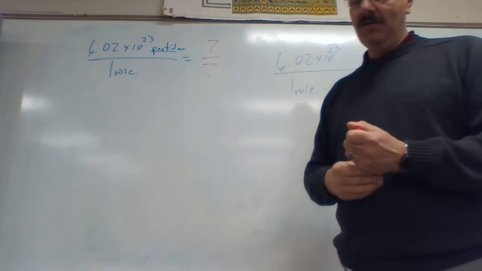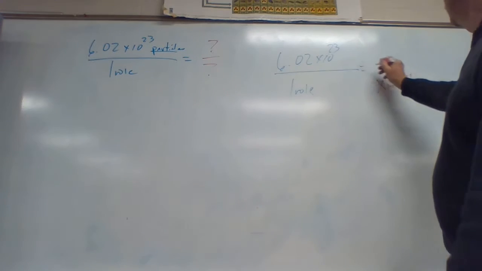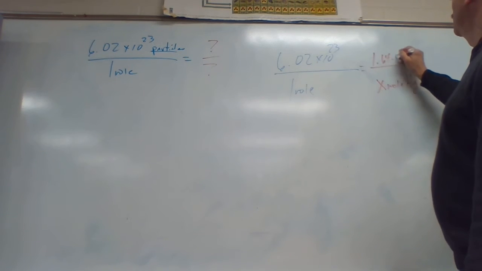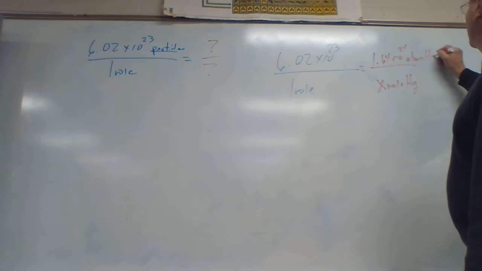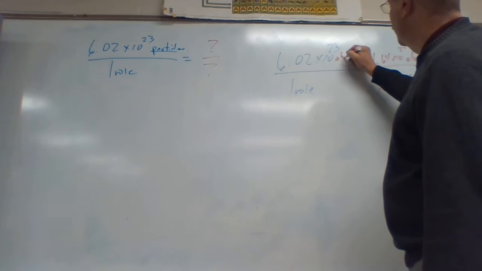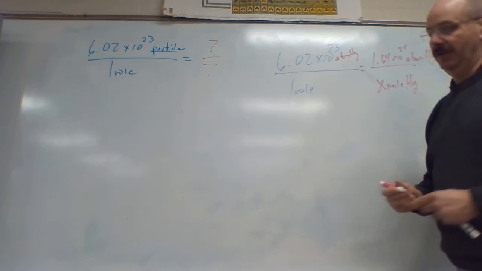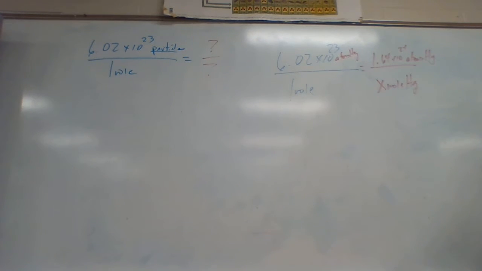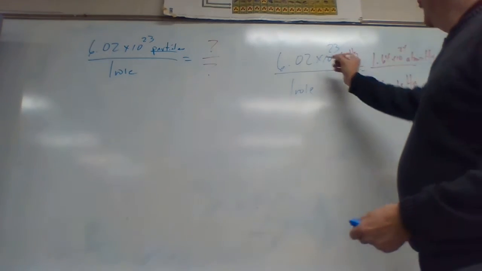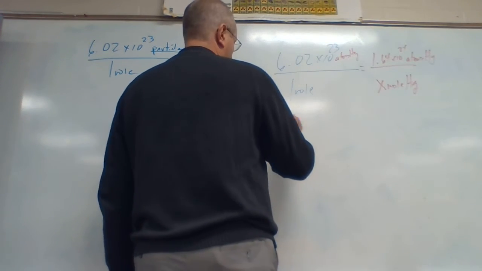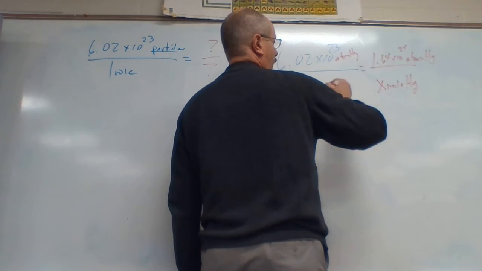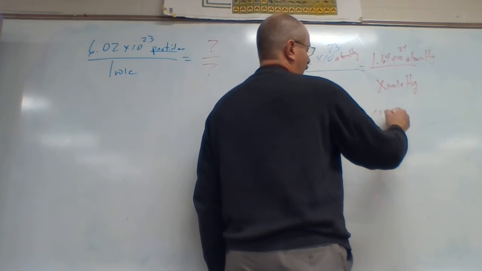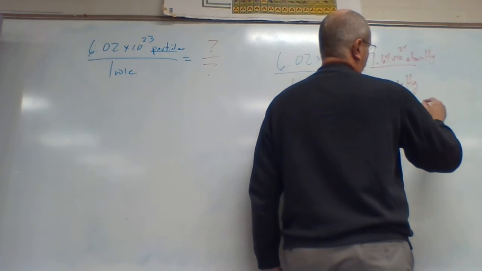And then it's telling us we got 1.64 times 10 to the 24th, and it's atoms of mercury. So this also is atoms of mercury. Now all I got to do is solve for X on the bottom. Cross multiply: 6.02 times 10 to the 23rd times X equals, going the other way, 1 times 1.64 times 10 to the 24th.